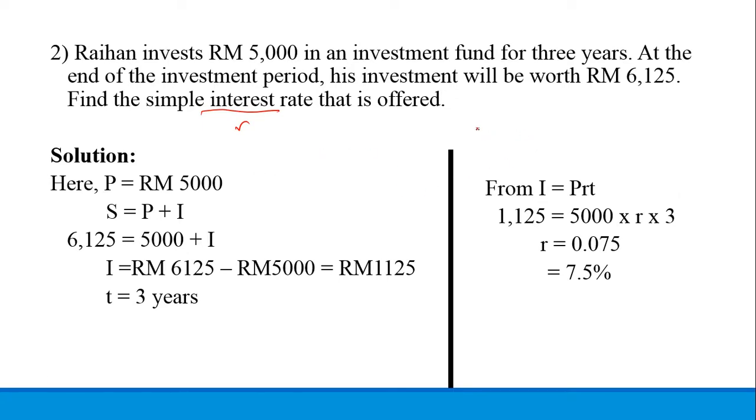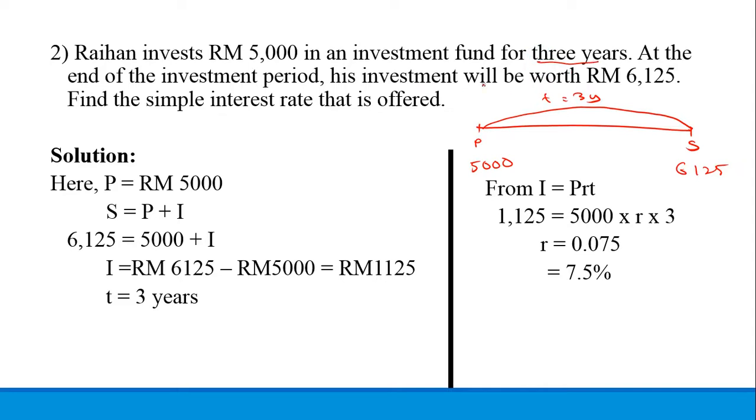Okay, what we'll do, I do a timeline. Your P is 5,000. Your S is 6,125. This is P, this is S. Your T is equal to 3 years. Your investment was 6,125 at the end, but you don't know what is the R, the rate. So what I do, I want to find the rate.